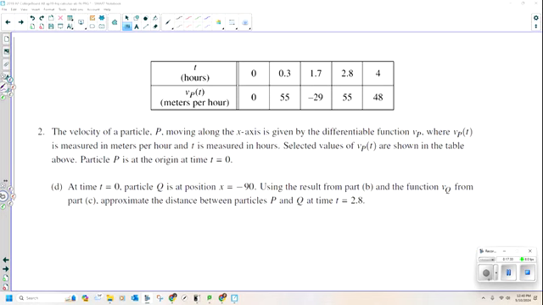At time t equals 0, particle Q is at position x equals -90. All right, that's going to be important. That's Q, at time 0, starting at -90. Using the result from part B and the function v of Q from part C, approximate the distance between particles P and Q at time equals 2.8. So let's go to part B.